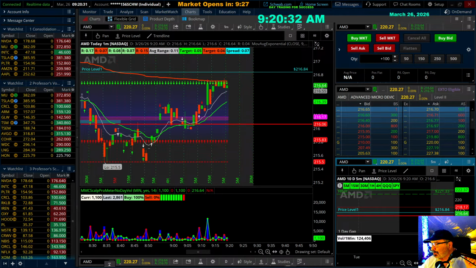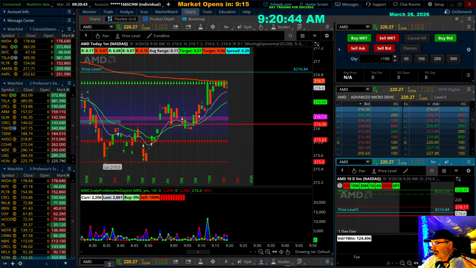The average target is between 254 and 274 for NVIDIA. The high is 360 to 400. This is taking all the different ratings. And the ratings are strong, almost all unanimously for NVIDIA. So that's just news. Do your own research, obviously.